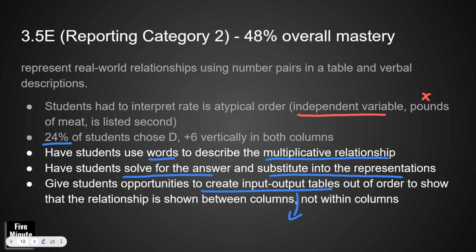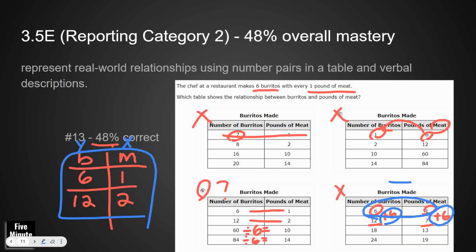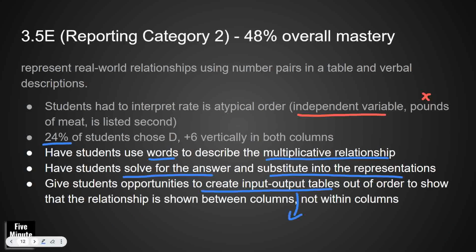So you don't have to put the x value, the independent variable, on the left. They could do it in either situation, right? That will help them understand that the relationship exists between the columns, right? The divide by 6 or the multiply by 6, depending on which way you're going, not up and down, not within each row. So when they're creating their own input-output tables rather than simply finding them or answering them or filling in blanks, that's what helps them understand which way the relationship goes.